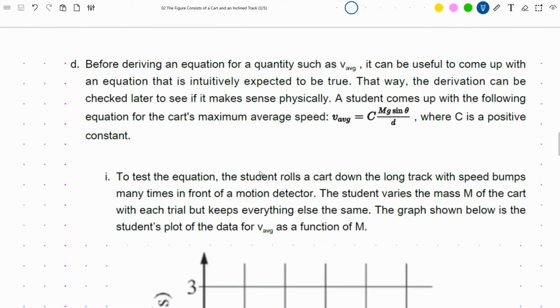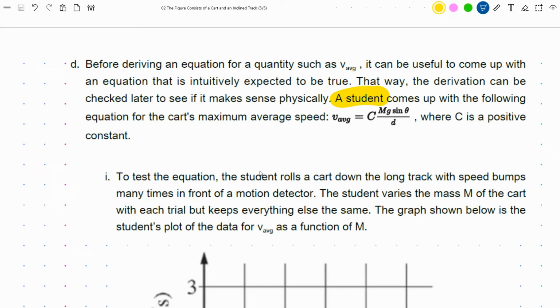Okay, part D. Part D says, before deriving an equation for a quantity such as V average, it can be useful to come up with an equation that is intuitively expected to be true. So they're just giving you some general information here. That way, the derivation can be checked later to see if it makes sense physically. Okay, so that's really important. So, for example, we know that as you increase the ramp angle, we expect the acceleration to be greater and the V average to be greater, just like we had talked about. That physically makes sense.